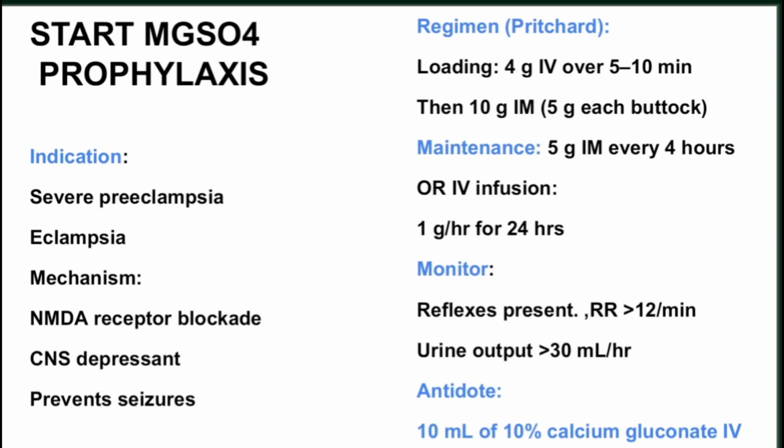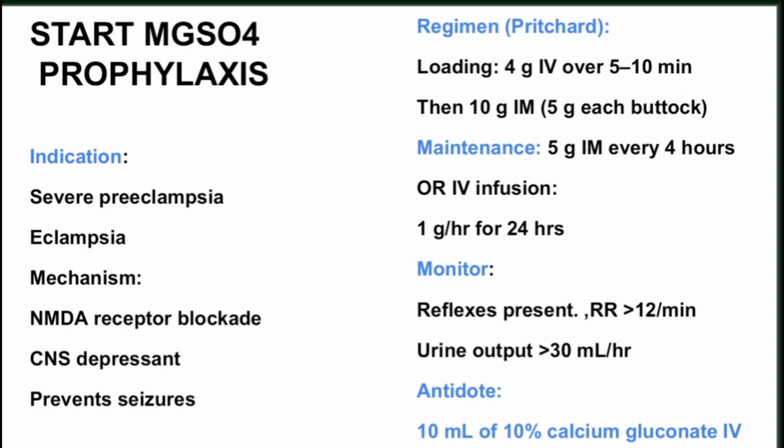So with that being said, we need to start our magnesium sulfate prophylaxis. We're giving this prophylaxis to prevent eclampsia, and the mechanism of action of magnesium sulfate is it's an N-methyl D-aspartate receptor blocker, and we give it to prevent these convulsions. We're going to give it using the Pritchard regimen. There are other regimens such as Zuspan, but in our setting we use the Pritchard regimen.